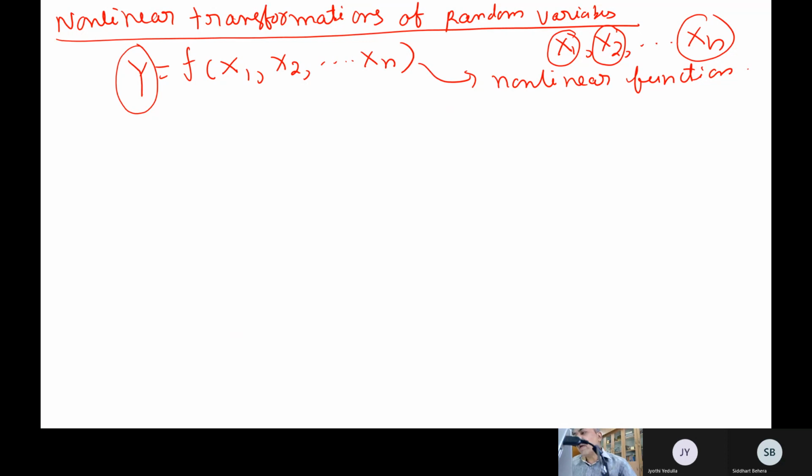Now what do we do in mathematics whenever you see any nonlinear function? How do you solve when you see any nonlinear quantity? We use some kind of expansions. So what type of expansions do we use? Whenever you see a nonlinear function, what do you do in ordinary mathematics?